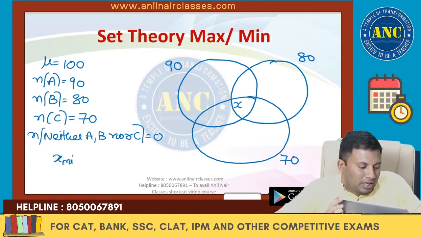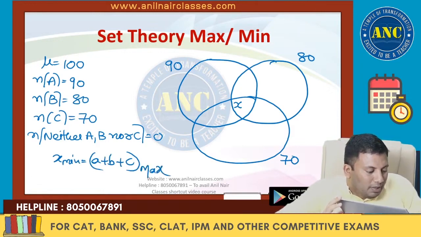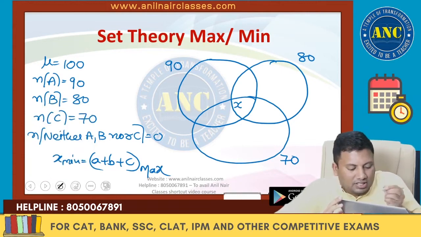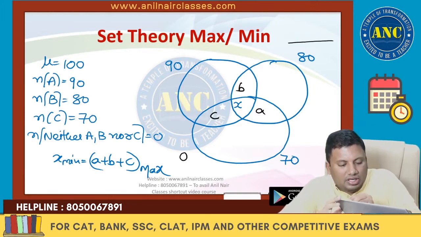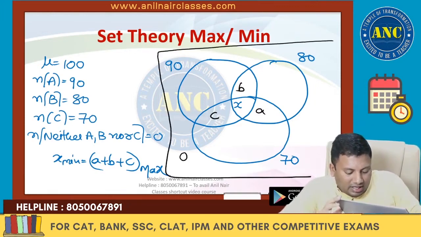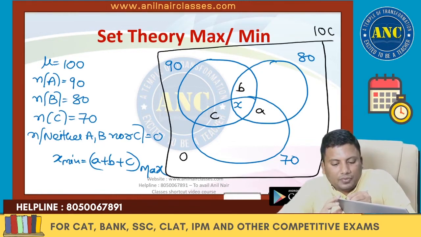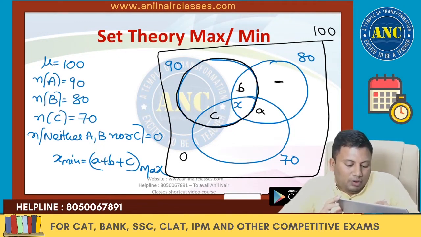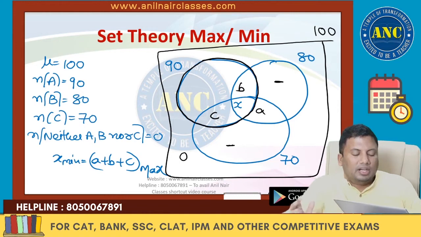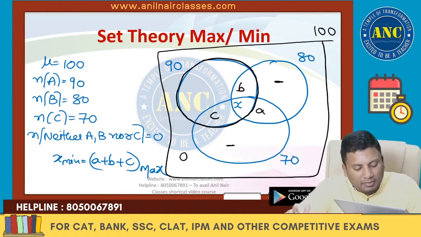X minimum means a plus b plus c should be maximum. A plus b plus c is, this is a, this is b, this is c. This should be maximum. These outside are 0. So total it is given as 100. That means if this entire circle value is 90, this value plus a value plus this value should give me remaining 10 because it is 0.